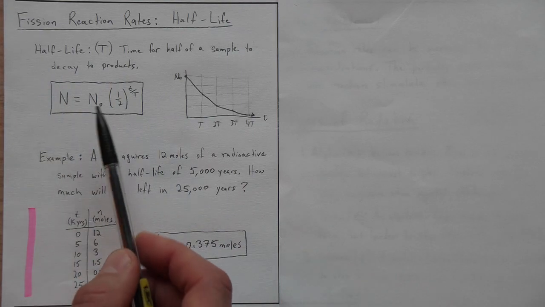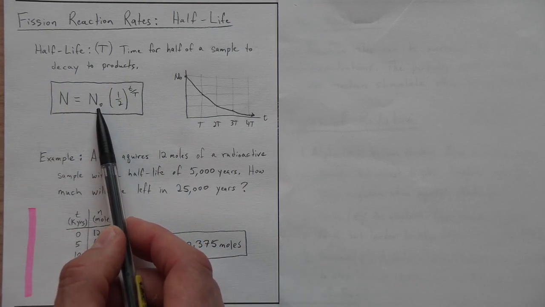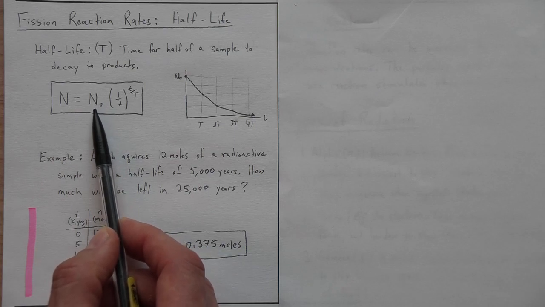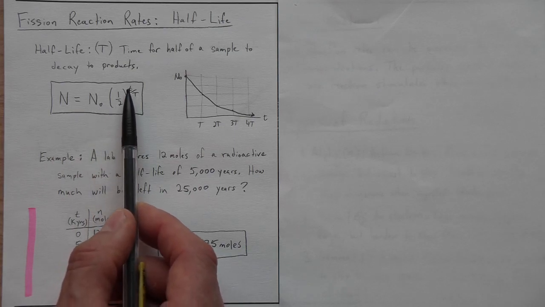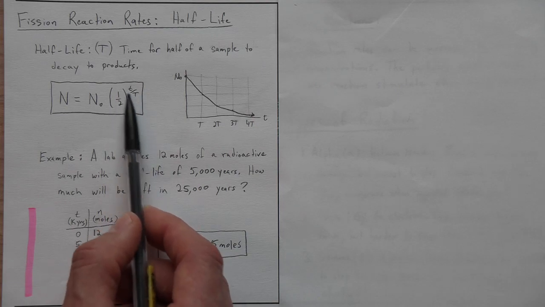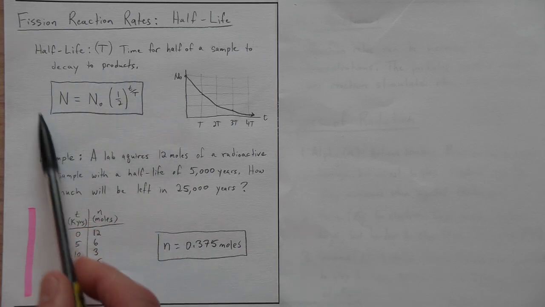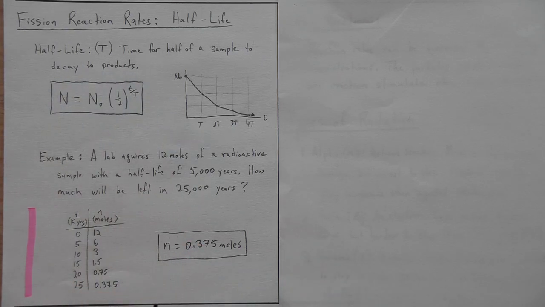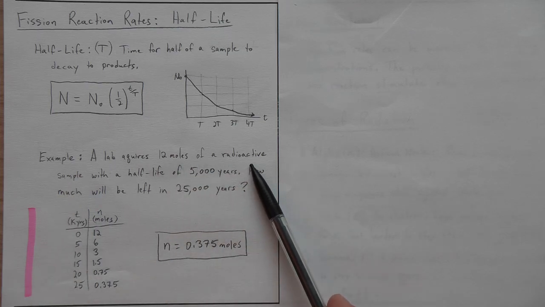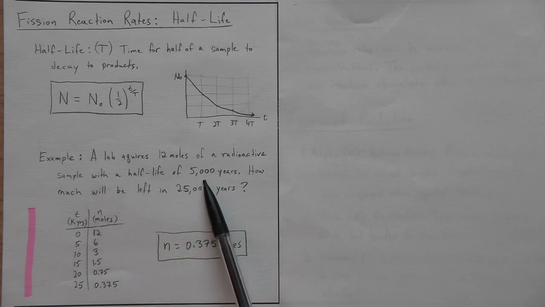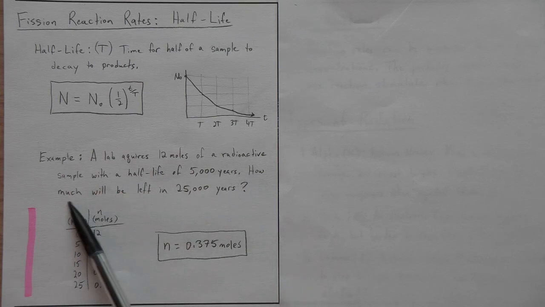In this formula, you can plug in how much you started with. By the way, you can use grams, moles, whatever you'd like. Then you multiply by 1/2 to the power of the time that's elapsed over the time of the half-life. This formula, don't use it, don't remember it. The way to solve half-life problems on the Regents curriculum is simply through division, like in this following example. Let's suppose a lab acquires 12 moles of a radioactive sample with a half-life of 5,000 years. How much will be left in 25,000 years?